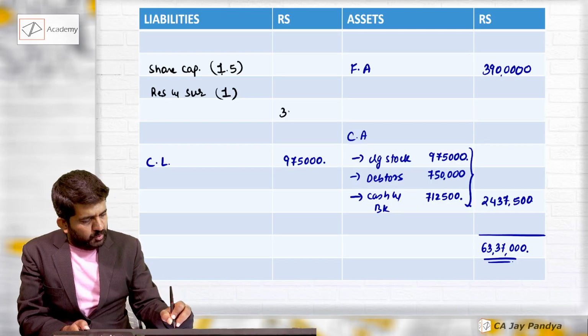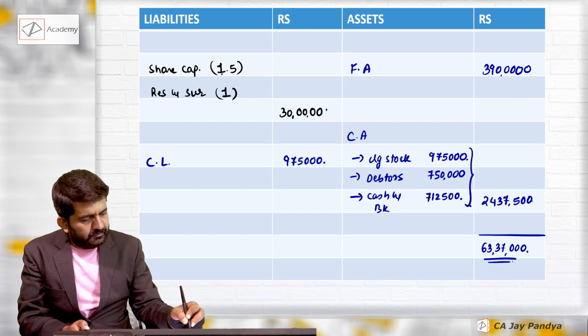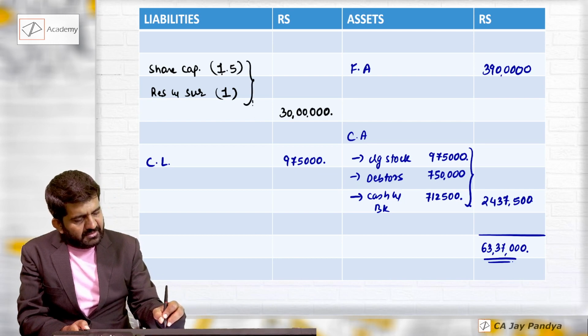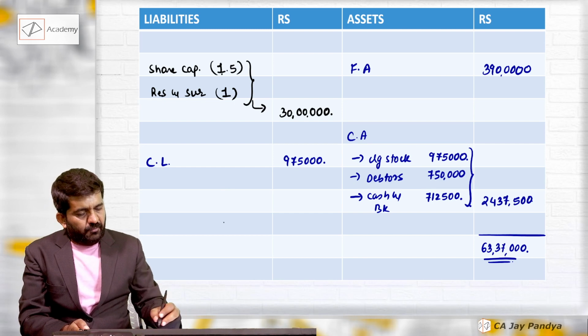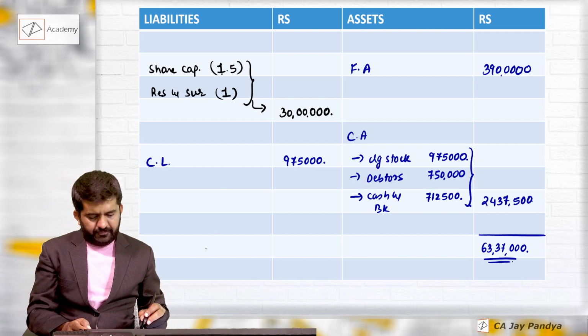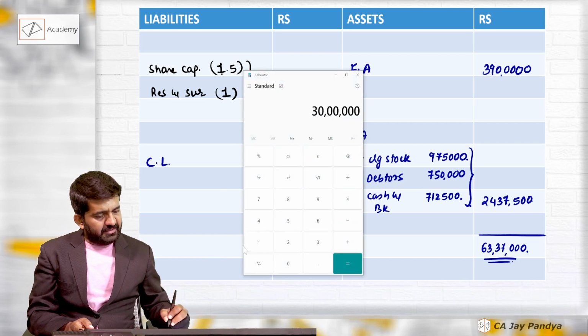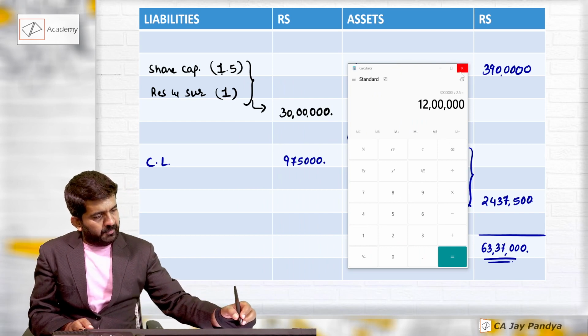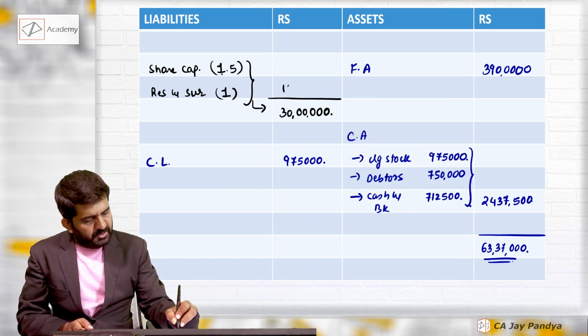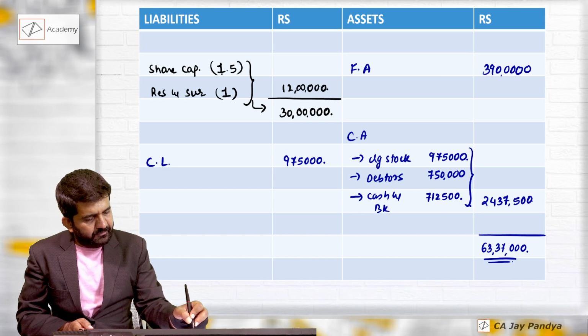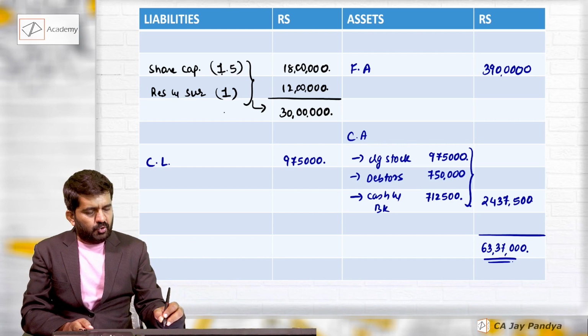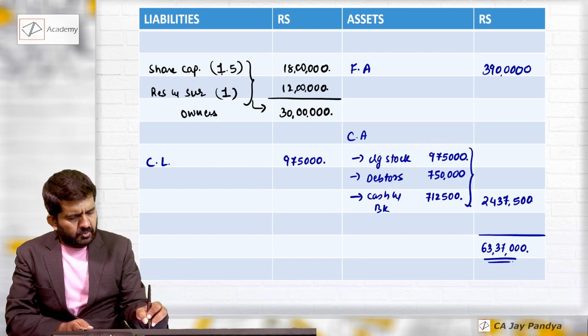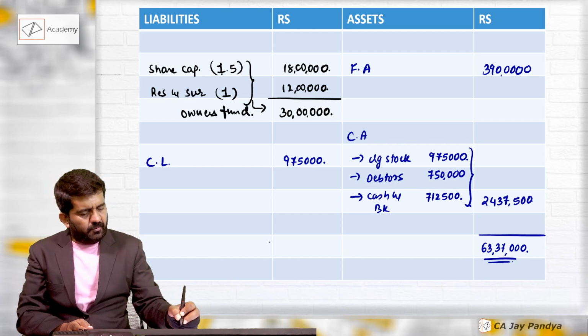Total of these two is 30 lakhs, for which the reserves will be 30 lakhs divided by 2.5, which is 12 lakhs. So reserves and surplus is 12 lakhs and share capital is 18 lakhs. So total owners' fund will be 30 lakhs.